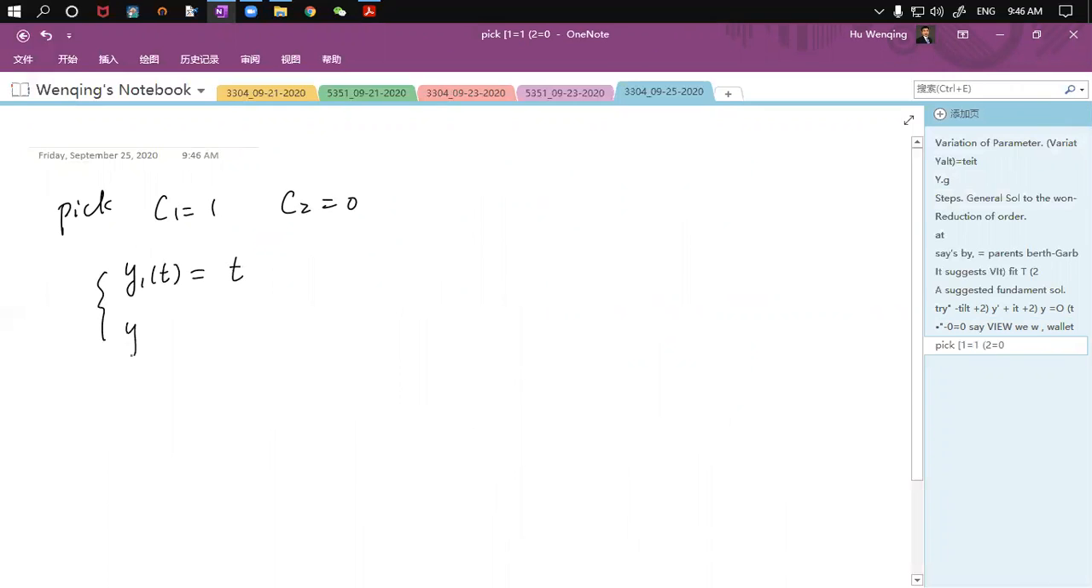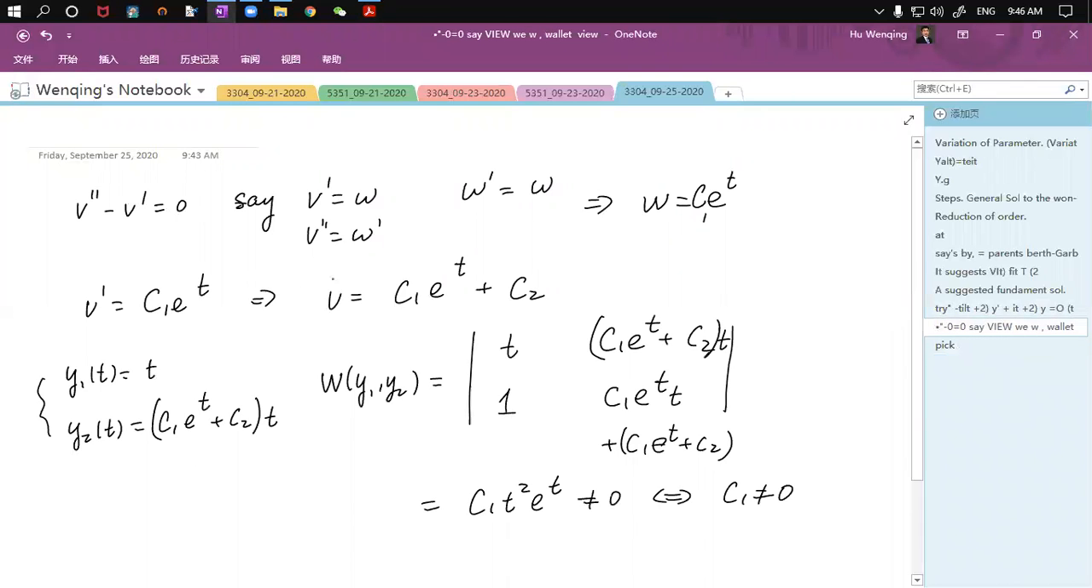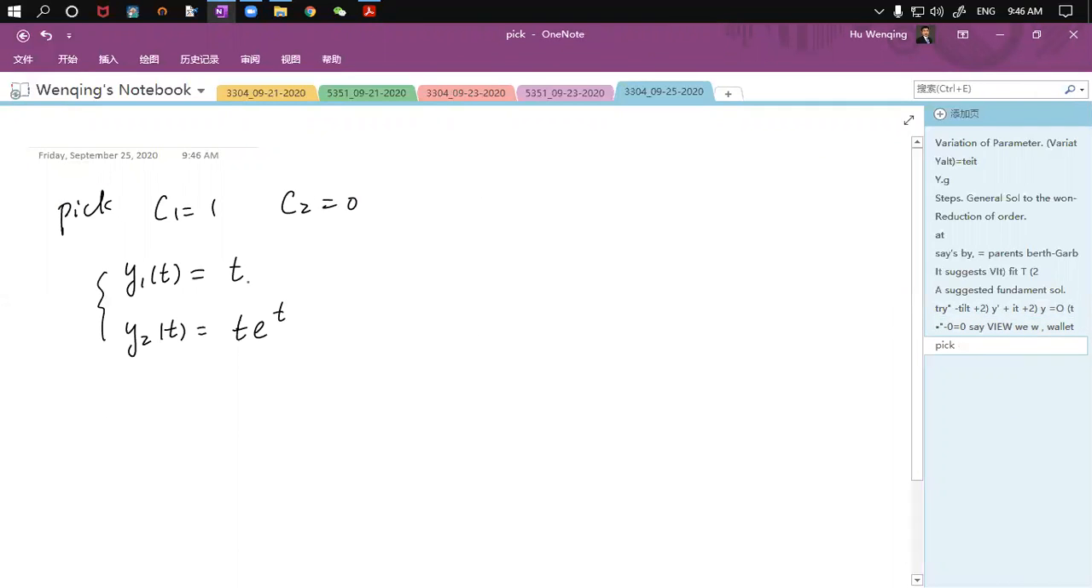Y1(t) is T, Y2(t) is T e^T. So Y1(t) is T, Y2(t) is T times e^T, because I pick C1 equal to 1. So in this case, this is not really the guessing principle that you saw before, because it's a guessing principle that inserts e^T instead of inserting T. So that's kind of an alternative guessing principle.